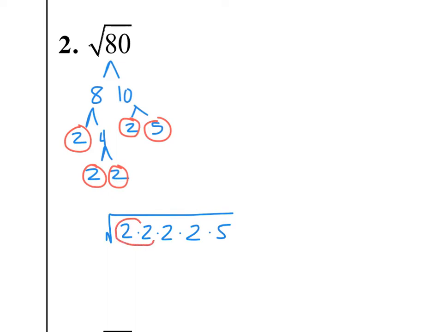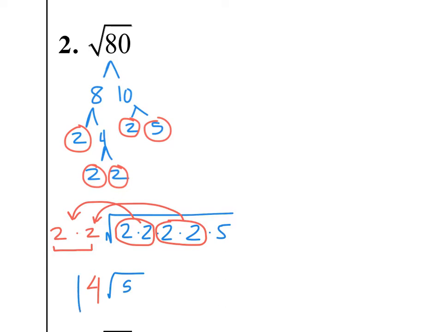So I have a double 2. I put that on the outside and it just becomes a 2. I have another double 2. I put that on the outside. So I really have 2 times 2. And then I have a 5 hanging out by itself. So I ask myself what 2 times 2 is, and 2 times 2 is 4. And then I simply have the square root of 5. And that's your final answer.